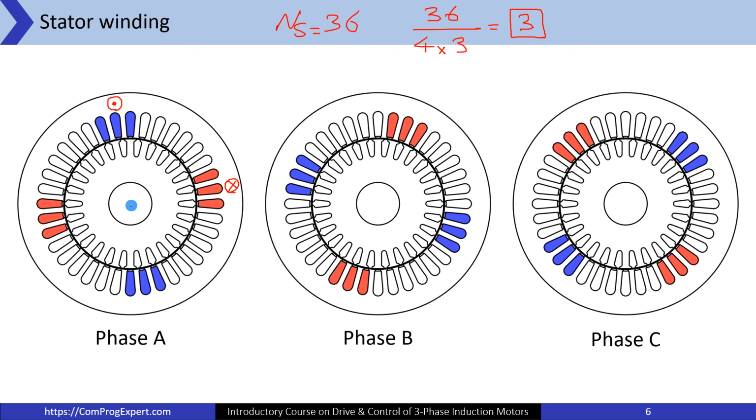So here we have the magnetic axis of the phase A. And where is the magnetic axis for the phase B? Here, this is into the paper, out of the paper. And here we have the magnetic axis of the phase B. For the phase C, this is out of the paper, into the paper. And when we have these currents into the paper, out of the paper, we have this magnetic field.